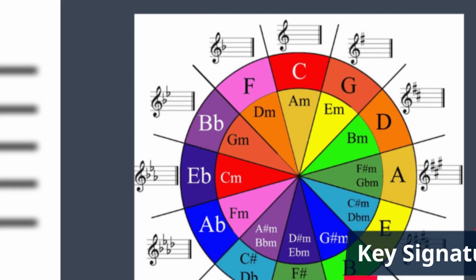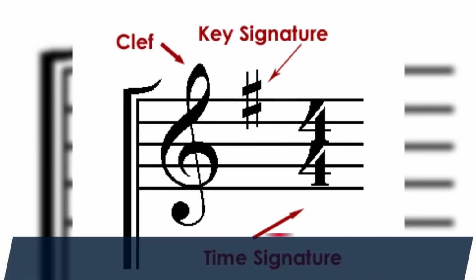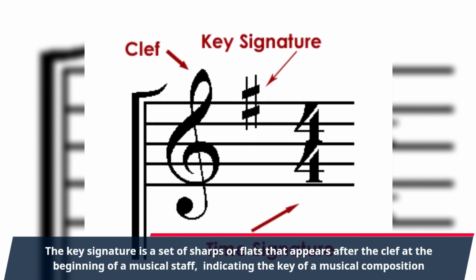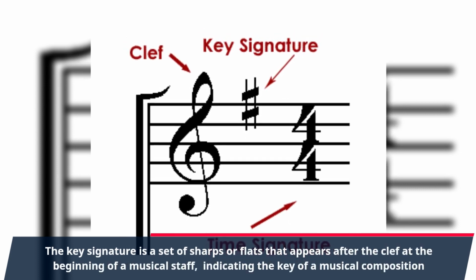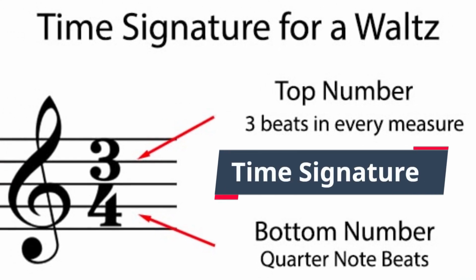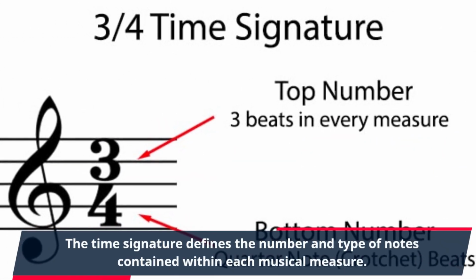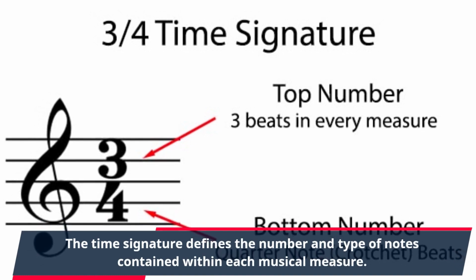Key signature. The key signature is a set of sharps or flats that appears after the clef at the beginning of a musical staff, indicating the key of a musical composition. Time signature. The time signature defines the number and type of notes contained within each musical measure.